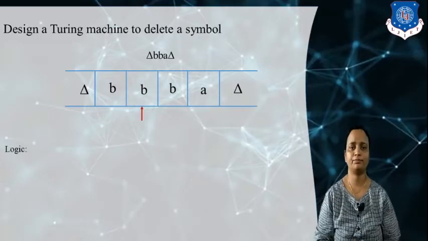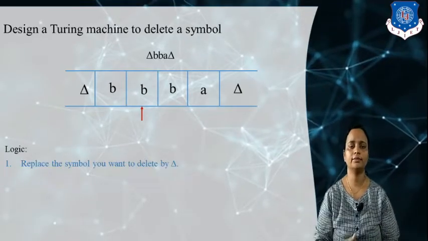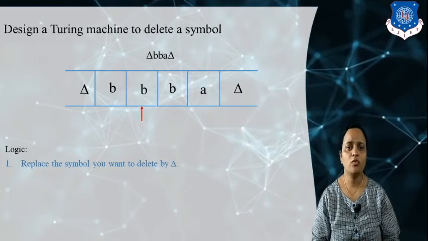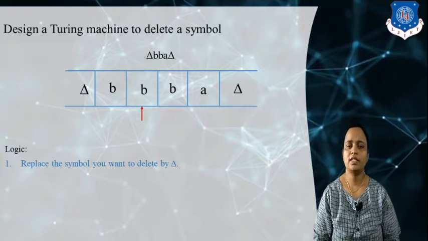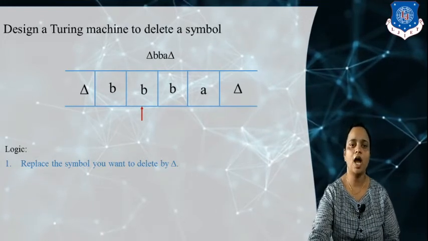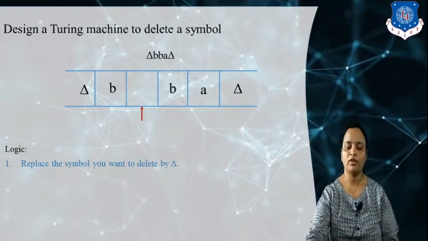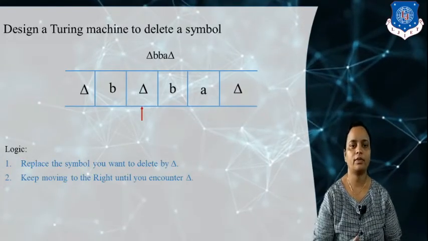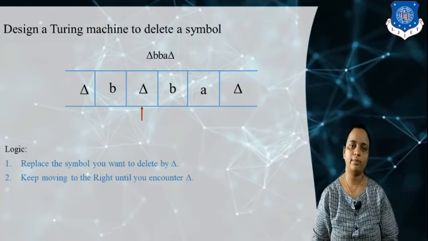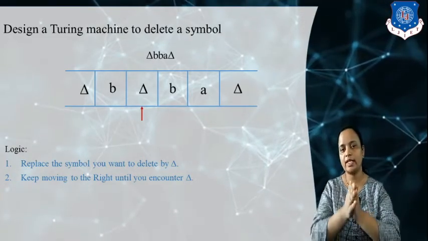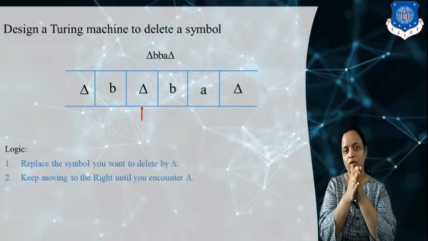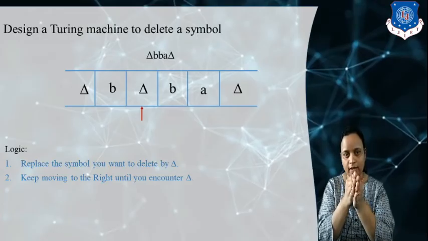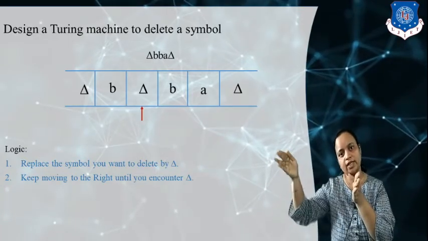My logic is like this. Step number 1 says that the symbol which you want to delete, replace this symbol by a delta. So here I replace my small b with the delta. Now after replacing the small b with the delta, move to step number 2. Step number 2 says that after replacing the symbol which we want to delete with the delta, move my head to the right-hand side.